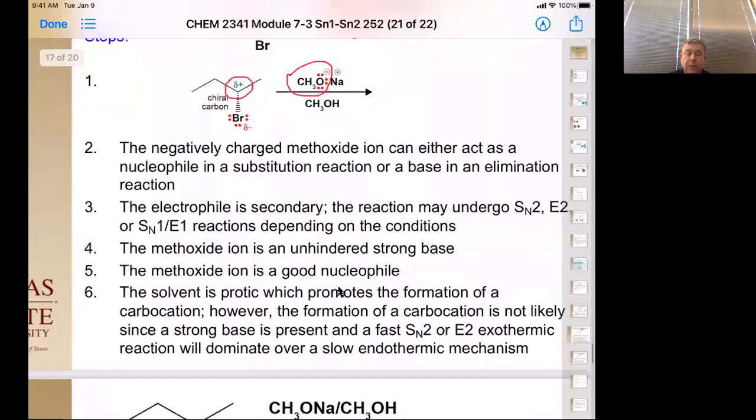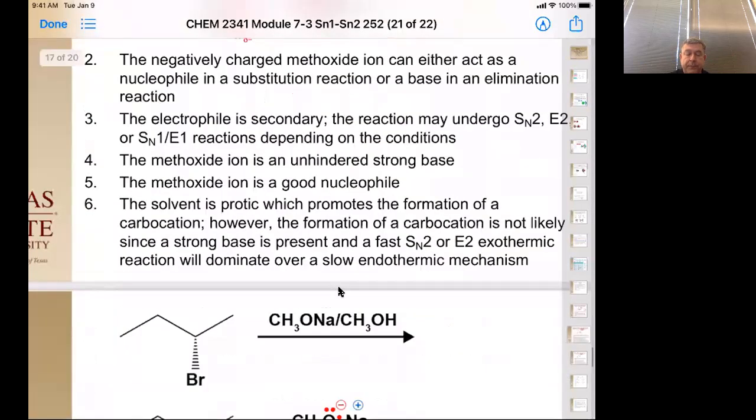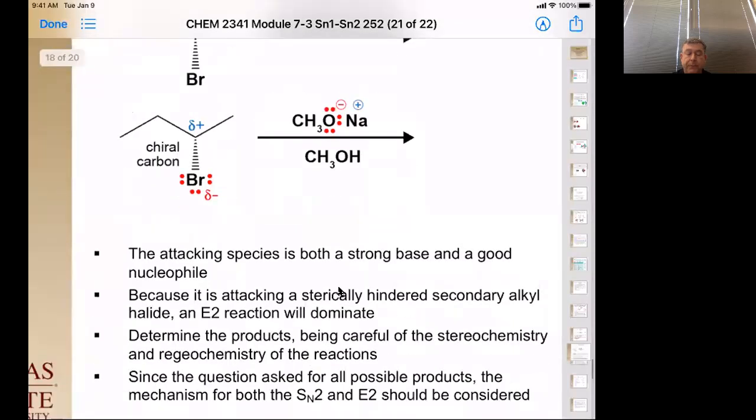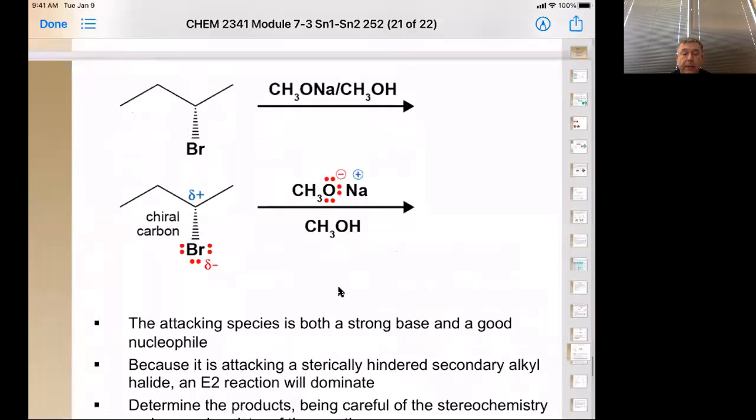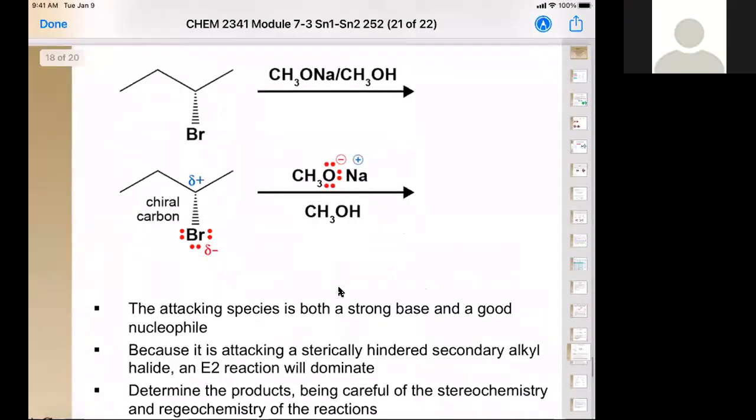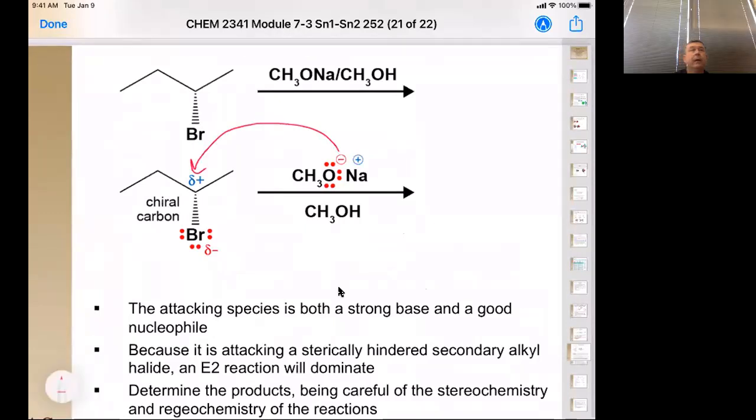Okay. So what's going to happen? Well, we have both a strong base and a good nucleophile. We have a secondary, so it really can undergo both an elimination reaction and a substitution reaction. So I think we have to draw two products here, okay? And I think we're going to have to show that we have an oxide coming in as a substitution product, okay?